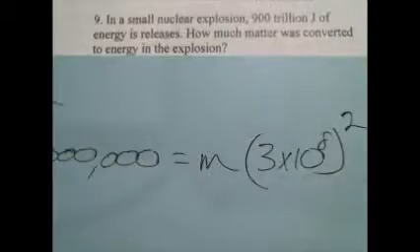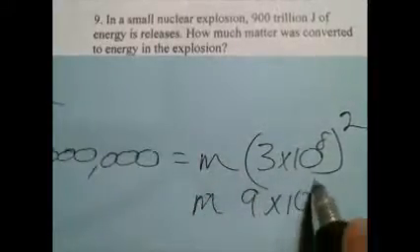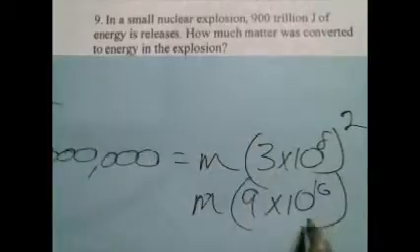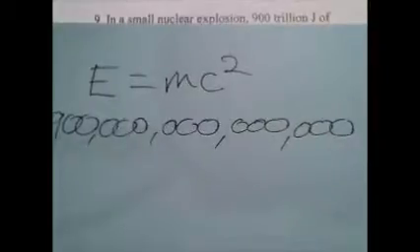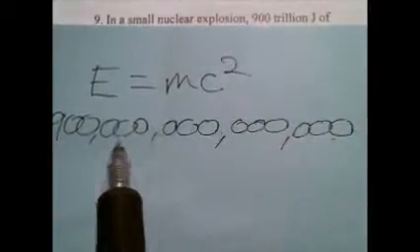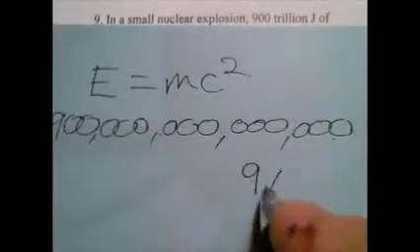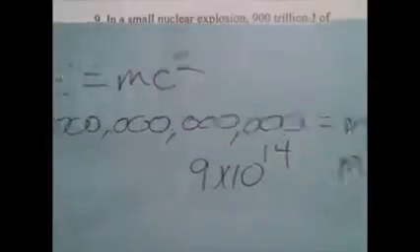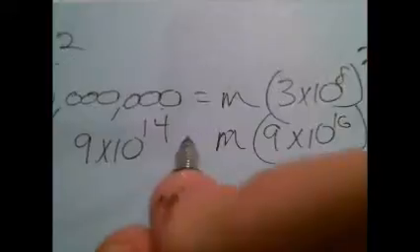So dividing 900 trillion by that scientific notation squared. Let's first do the scientific notation squared. We'll get 9 times 10 to the 16th. And the 900 trillion, 1, 2, 3, 4, 5, 6, 7, 8, 9, 10, 11, 12, 13, 14. That's 9 times 10 to the 14th. So that shortens things up a little bit better.